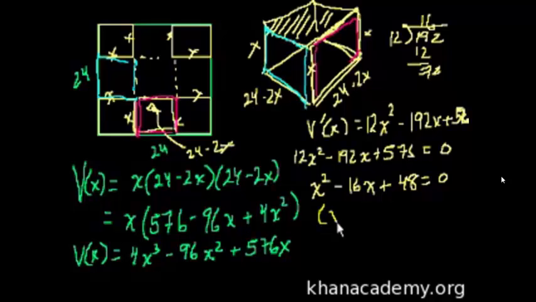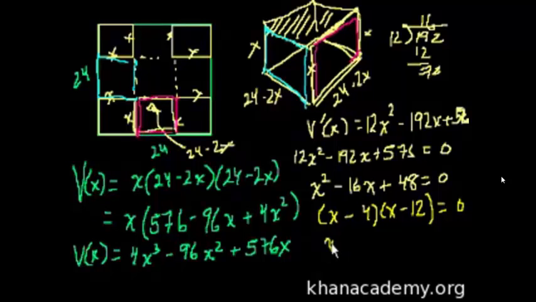So this is the same thing as x minus 4 times x minus 12 is equal to 0. So at x equals 4, we're at some type of minima or maxima. We're at some critical point, and at x equals 12. Now let me tell you something. We don't even have to look at the second derivative here. What happens when x is equal to 12?